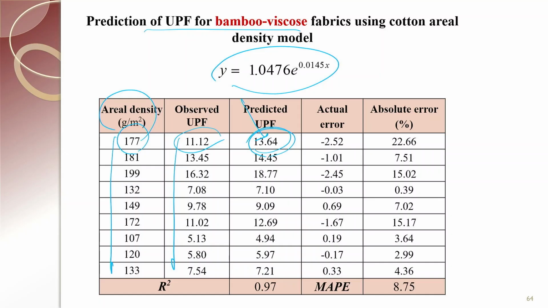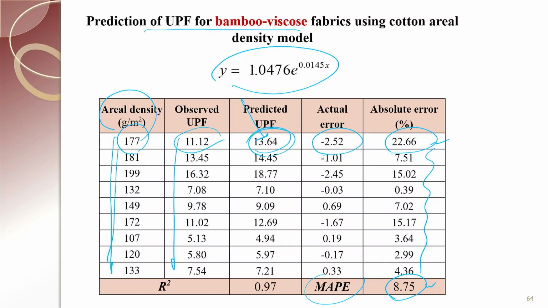13.64. So, the actual error is minus 2.54 and the absolute error we got is 22.66%. That is for 177; for all other combinations we have calculated the different errors, and the mean absolute percent error is 8.75, which is lower than the cover factor model.